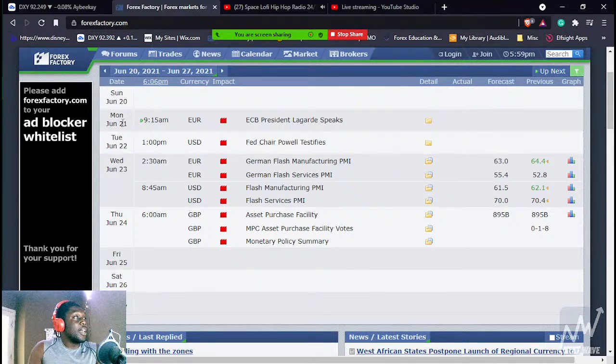So Monday, we have 9:15 a.m. Central Standard Time, Euro news, ECB President Lagarde speaks, or I hope I said that right. Tuesday, we have 1 p.m. U.S. dollar, Fed Chair Powell testifies. Wednesday, we have Euro news at 2:30 a.m. Central Standard Time, we have PMI for the Germans. 8:45 a.m. Central Standard Time, we have U.S. dollar PMI.